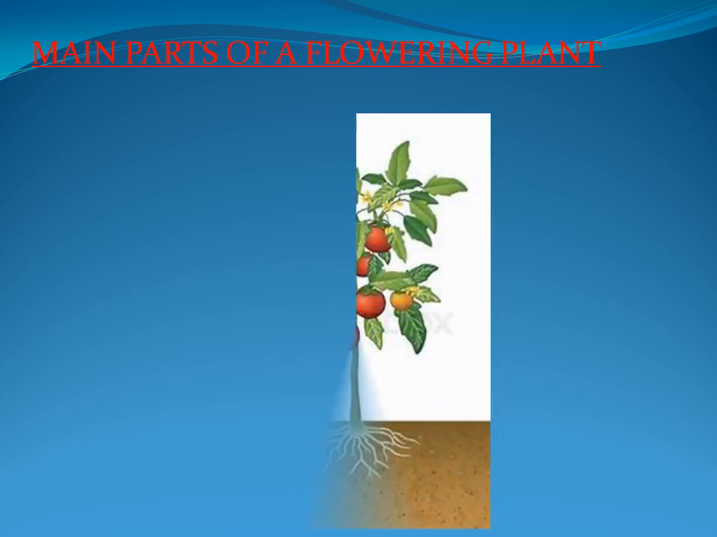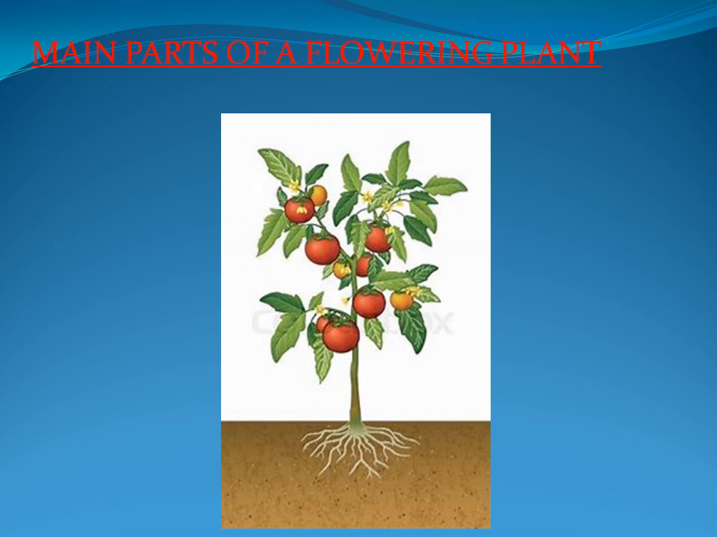Main parts of a flowering plant. I think there are some things that you should write in your notebook. And I took a picture from Google. This plant has every part of a flowering plant, and the first one I have pointed is the leaf, and the second one which I have pointed is the fruit, and the third one which I have pointed is the apical bud. It is also known as axillary bud.